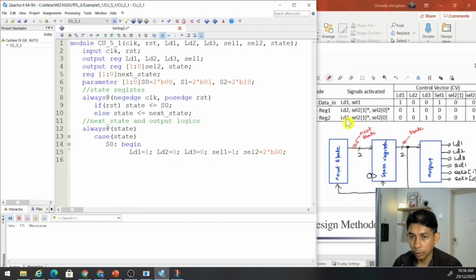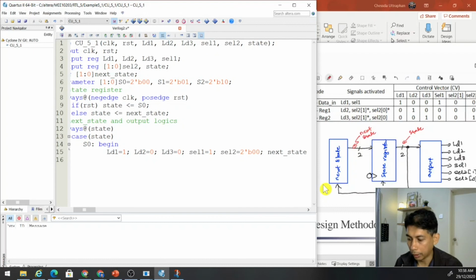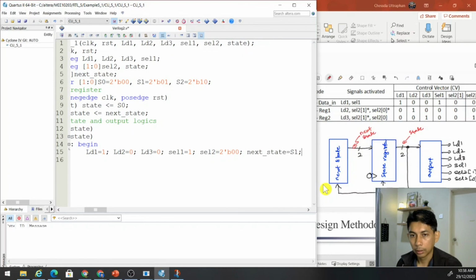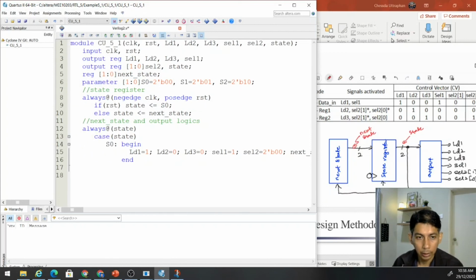And also, this is output, and we also need to define this. All right. So the next state, when we are at S0, the next state should be S1. And we should have N here. Okay. So this is for S0.